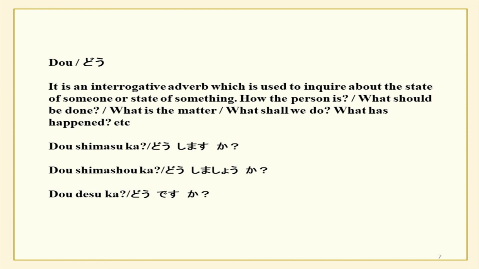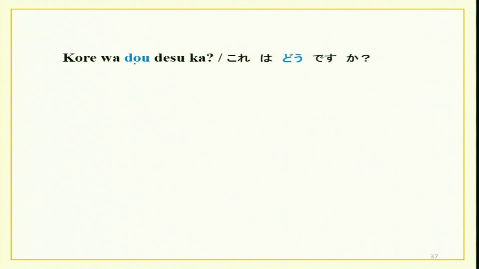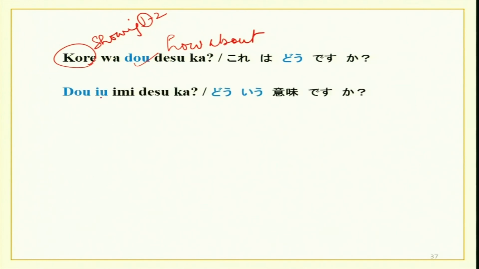Shimasho is the volitional form, as you know you have done for suru, which is group 3. So, let us see what do shimasho is from these examples. Kore wa dou desu ka? How about? What about this one? So, kore, you are showing something, one or two things. So, from those one or two things, what about this one? Do iu imi desu ka? You have done iu, means to speak or to say. So, do iu imi, what do you mean? What do you want to say? What do you want to convey?